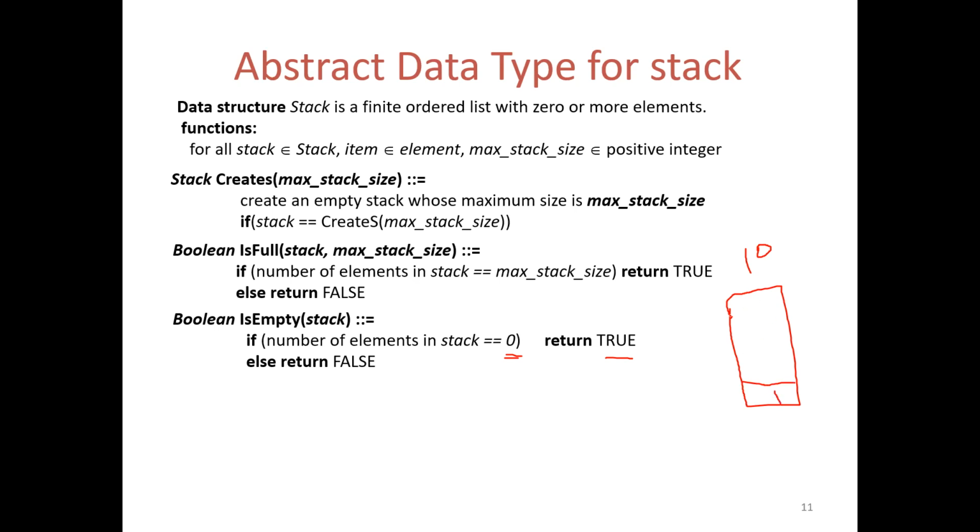Suppose one element is added. Is stack empty? Maximum element in the stack is 10. Right now only one element is in the stack. Can I perform pop operation? Why not? You can perform. This element can be removed. So when you're testing isEmpty at this stage, it is returning false. That indicates that stack is not empty. It is having at least one element.